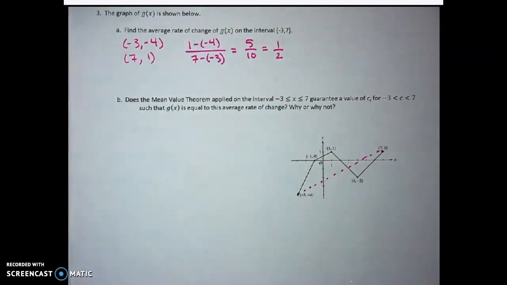Part B: does the mean value theorem applied on the interval from -3 to 7 guarantee a value of c in that interval such that g prime of c is equal to this average rate of change? No, it doesn't. And why doesn't it? The mean value theorem doesn't apply here because g of x is not differentiable on all values of x in that interval.